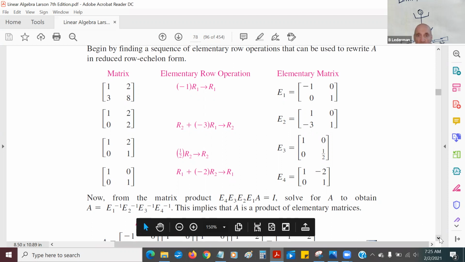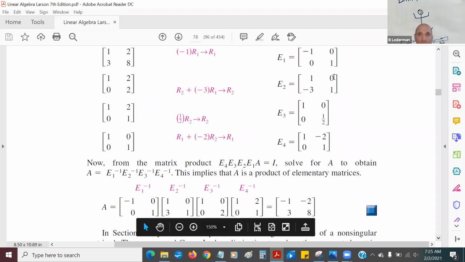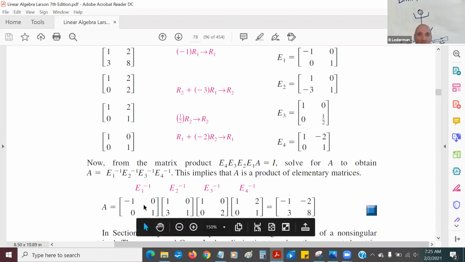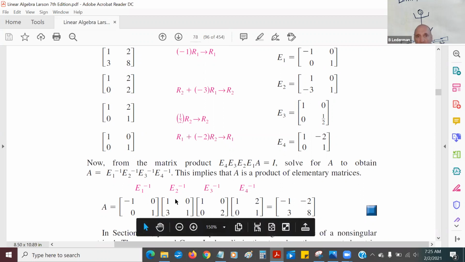Let's just see what these inverses are. The inverse of E1: I multiplied the first row by -1, so the inverse would be to divide the first row by -1. Of course, multiplying by -1 and dividing by -1 is the same thing. But this is my E1 inverse. Now my E2 added -3 times the top row to the second, so my inverse is going to add 3 times the top row.